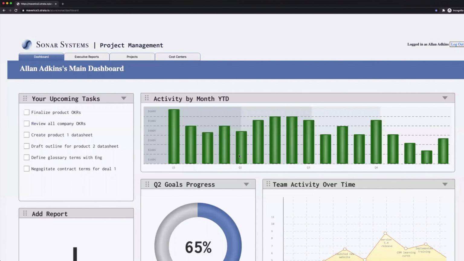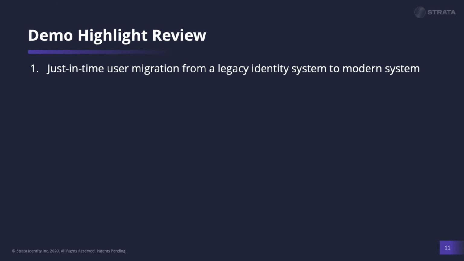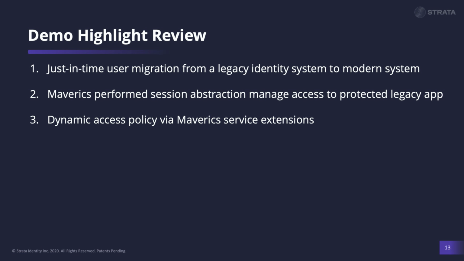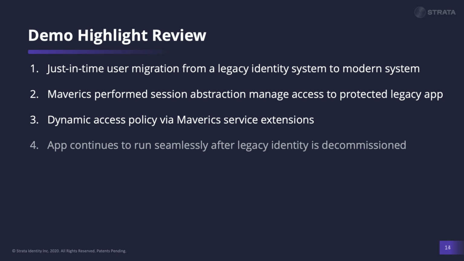Okay, now that was a lot, so let's review what we just demonstrated. First, you saw just-in-time user migration from a legacy identity system to the new identity system. You saw Maverics perform the session abstraction to manage access to the protected legacy application. Then you saw the dynamic access policy capabilities via Maverics' service extensions. And finally, you saw an app run seamlessly after the legacy system was decommissioned. As you saw, the user experience was unchanged and the app was completely unchanged as well.